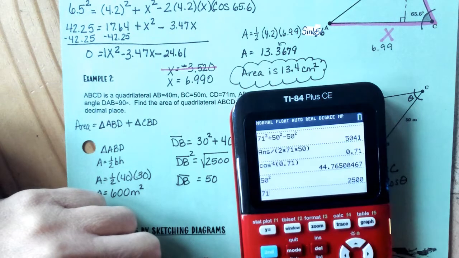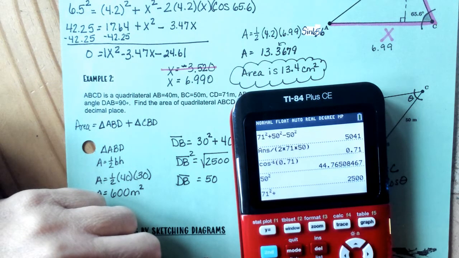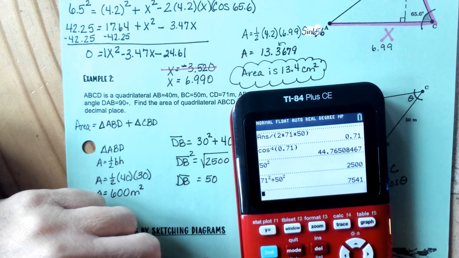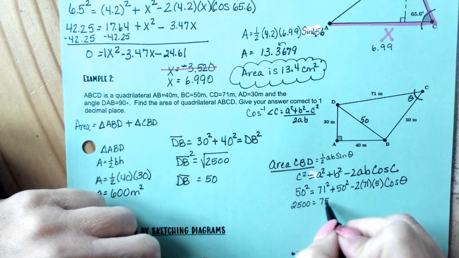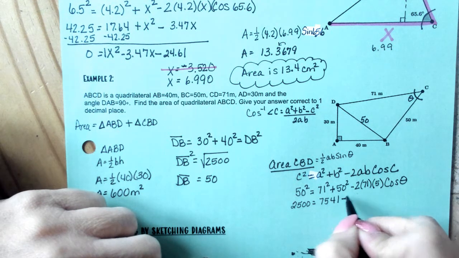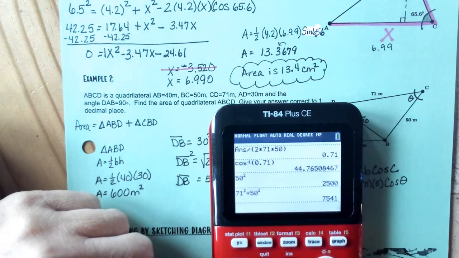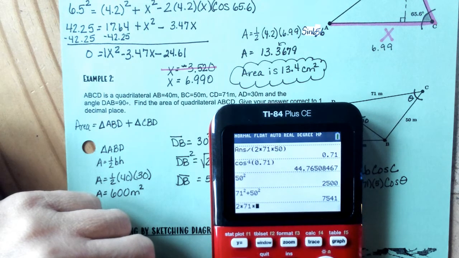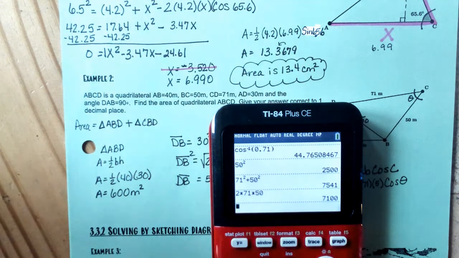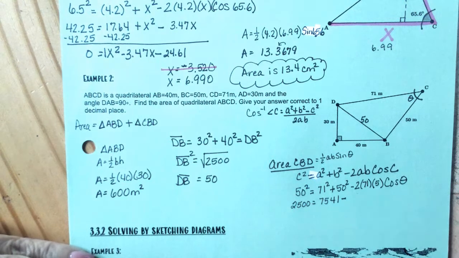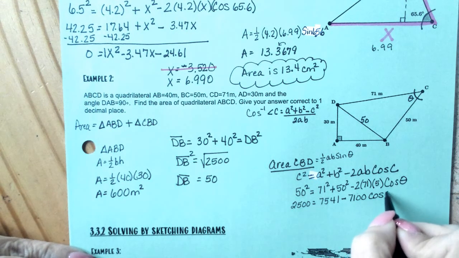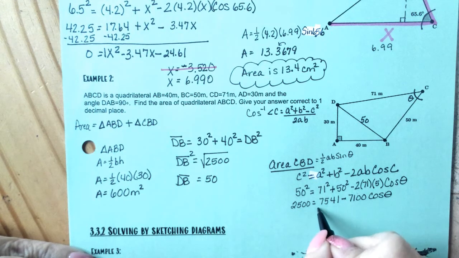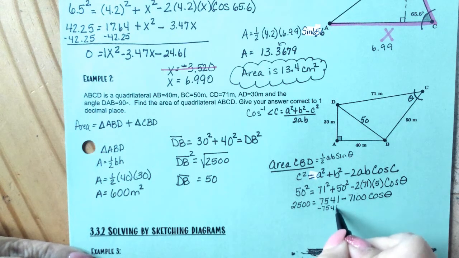71 squared plus 50 squared is 7541. Minus, and I'm going to do 2 times 71 times 50, which is 7,100, cosine theta. All right. I'm going to subtract 7541 from both sides.